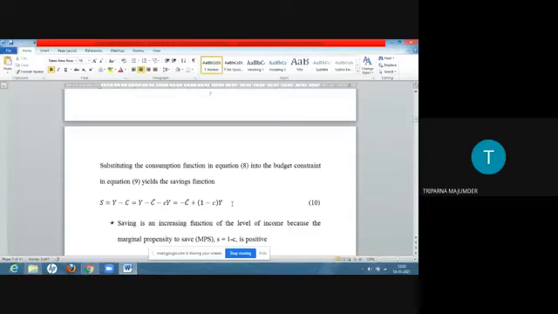Our consumption function was C bar plus Cy. So here our savings function will be minus C bar plus 1 minus Cy. Because if Y is our total income, we are either consuming or saving. So marginal propensity to consume plus marginal propensity to save must equal 1.